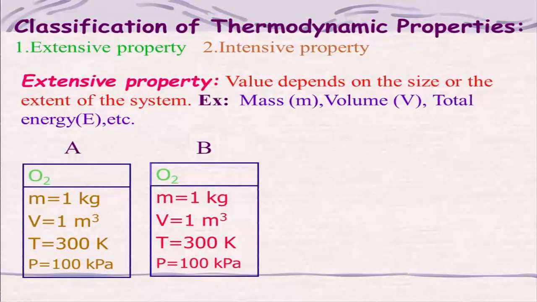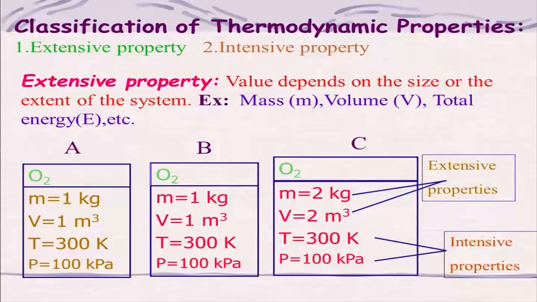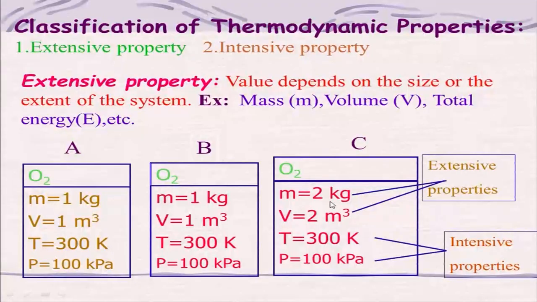If I call this one system, and I just join the other together, or connect through a tube with a valve kind of thing, let's say. After that, what happens? What will be the volume then? Volume will be 2 times that, because 1 m³ and 1 m³ is 2 m³, and mass is 1 kg plus 1 kg, 2 kg. Whereas what happens to temperature? Temperature is remaining the same, and so also the pressure, right?